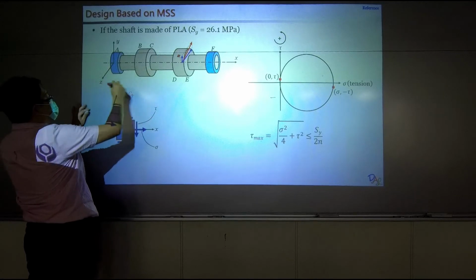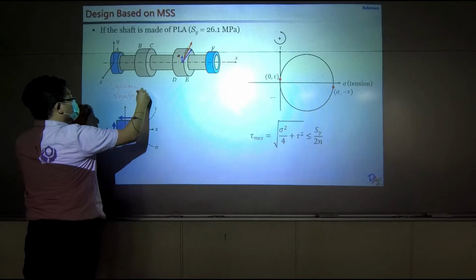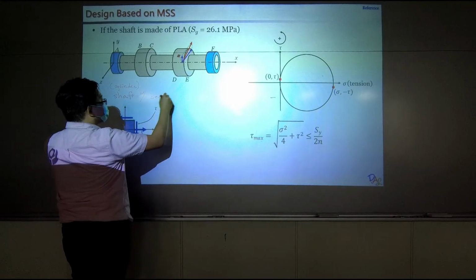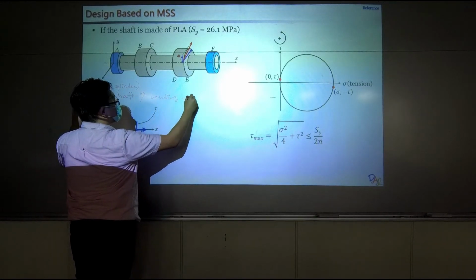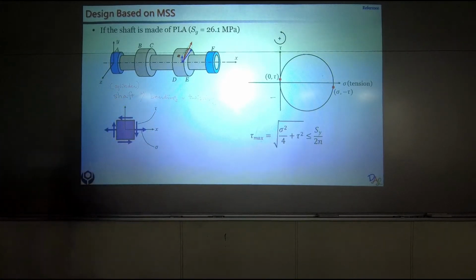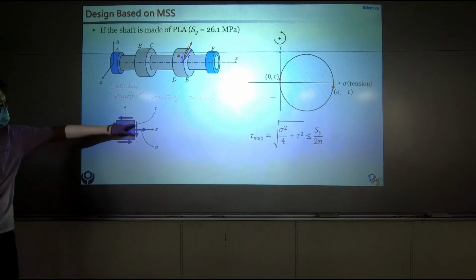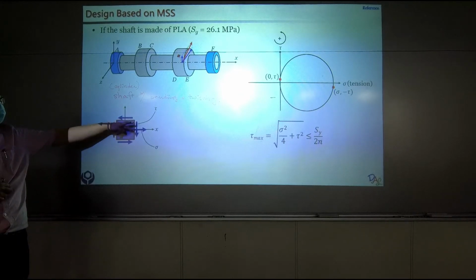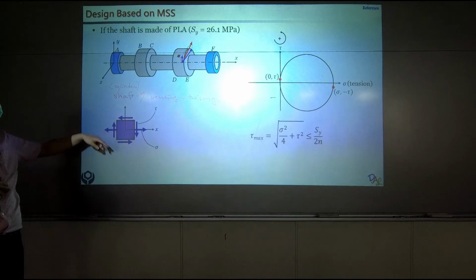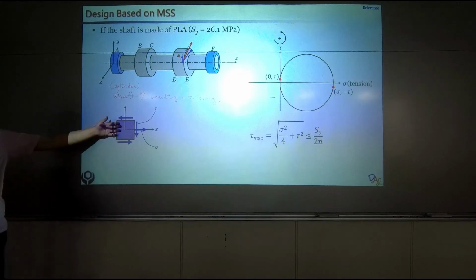This is a shaft or a cylinder with bending plus twisting. So usually if you have bending and twisting on a shaft, your loading diagram looks like this. Sometimes the shear stress goes the other way. Sometimes the tensile stress goes inside. But usually it looks like that.